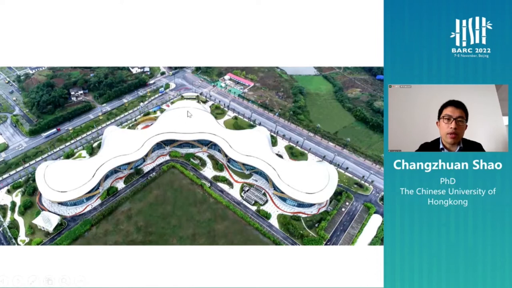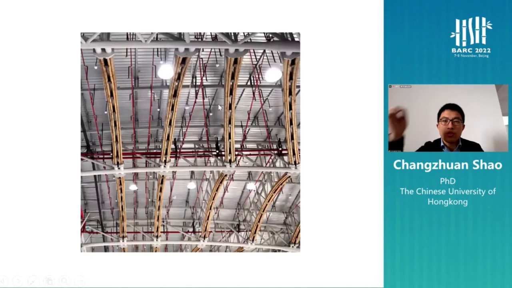So this is the bird's eye view from the top. In the center is the main pavilion, while we have the side pavilions on the two sides. This is a view from the interior. We have the bamboo arc, and we also have a steel arc to connect both the bamboo and the roof.